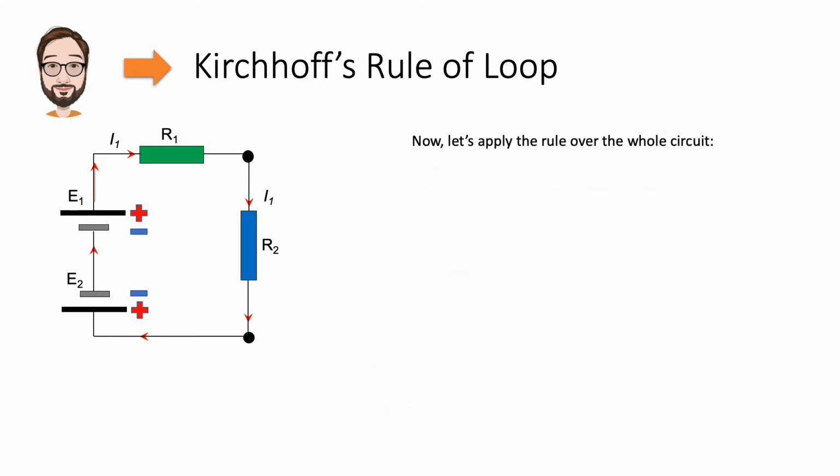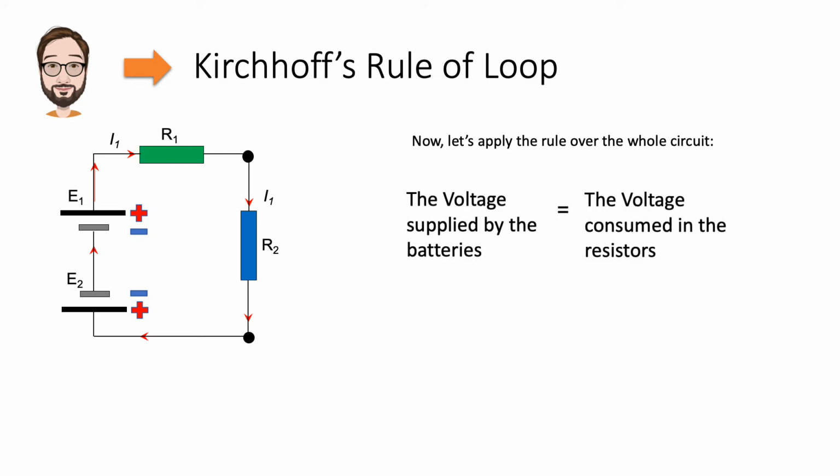Now, let's apply it for the whole circuit. Again, the voltage supplied by the batteries is equal to the voltage consumed in the resistors. So E1 minus E2 equals I1R1 plus I1R2. But what does E1 minus E2 mean? It means that here the actual voltage supplied is not the sum of them. It is the subtraction. Why?